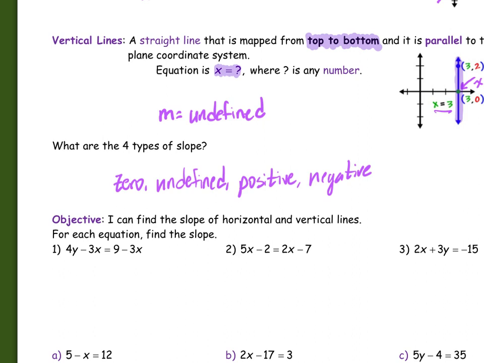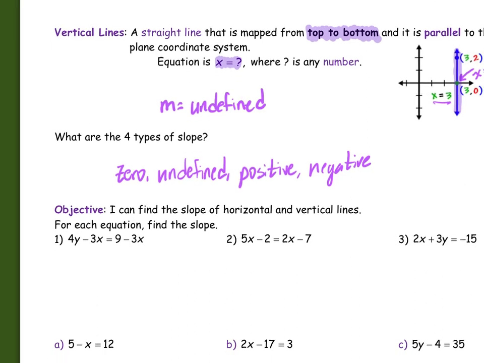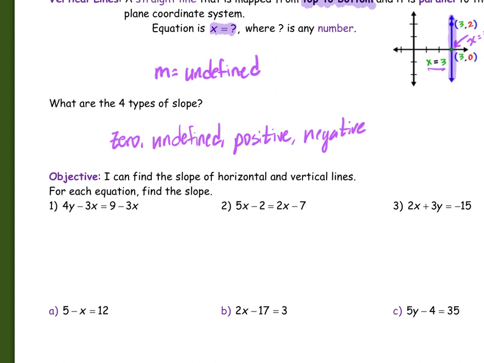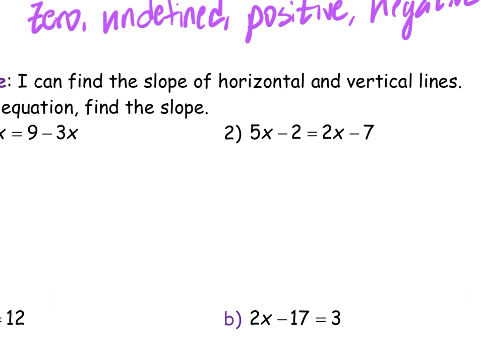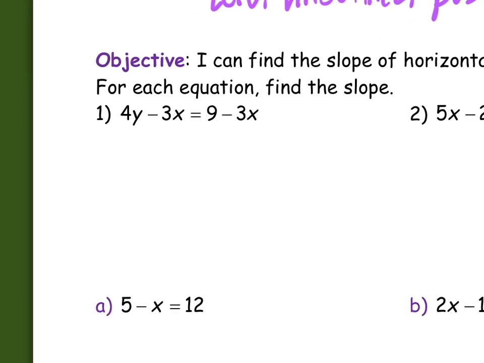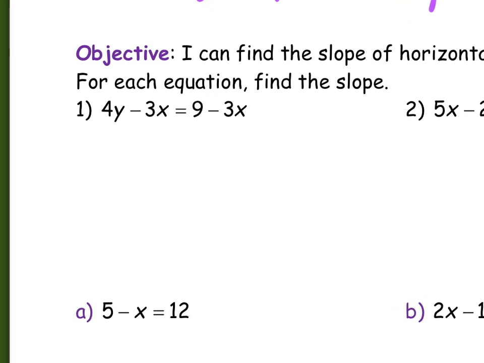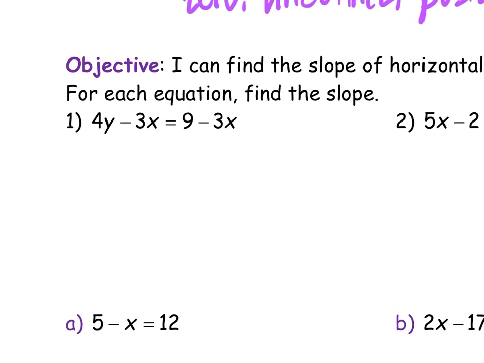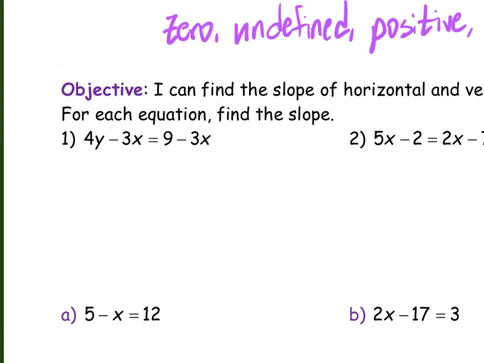It says, I can find the slope of horizontal and vertical lines. For each equation, find the slope. Now, they may or may not be horizontal or vertical. It could be a regular slanted line where it would have a slope. So we have to just figure it out and decide what my slope is. Here we go. Let's go over here to number 1. How do I find the slope? No matter what, how am I going to do this? I guess I should write that on here, huh?